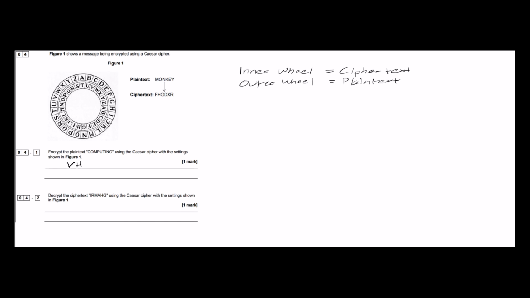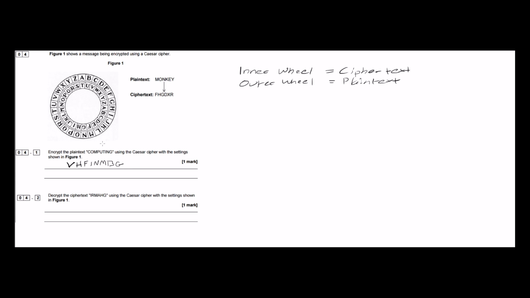And then we move on to M. Look for that on our outer wheel. That corresponds to F. Look for P. That corresponds to I. Look for U. That corresponds to N. Look for T. That corresponds to M. Look for I. That corresponds to B. And look for N, and that corresponds to G.